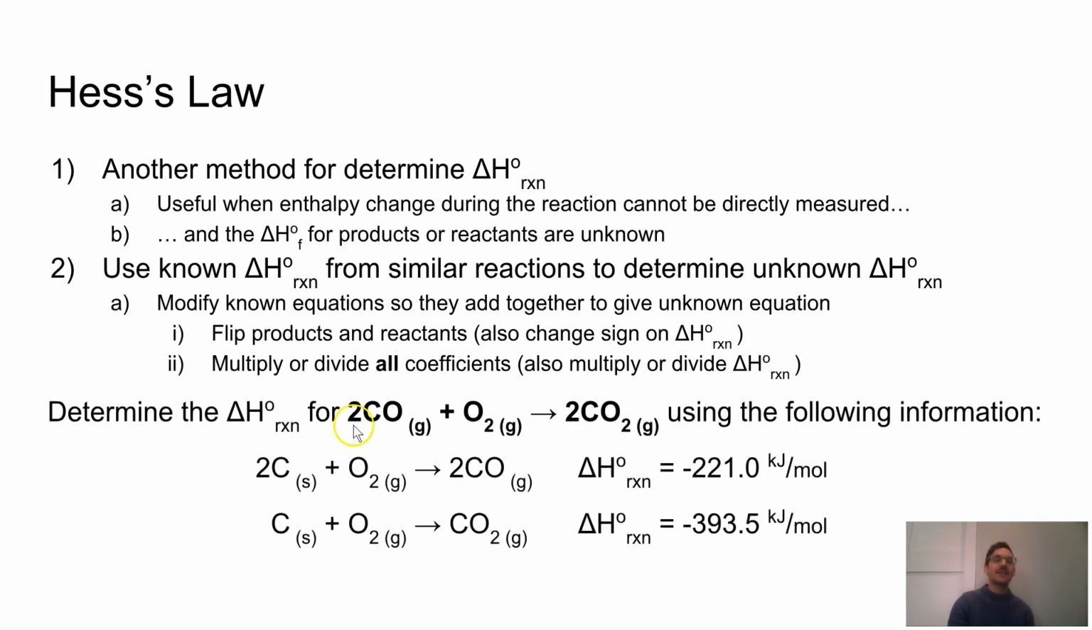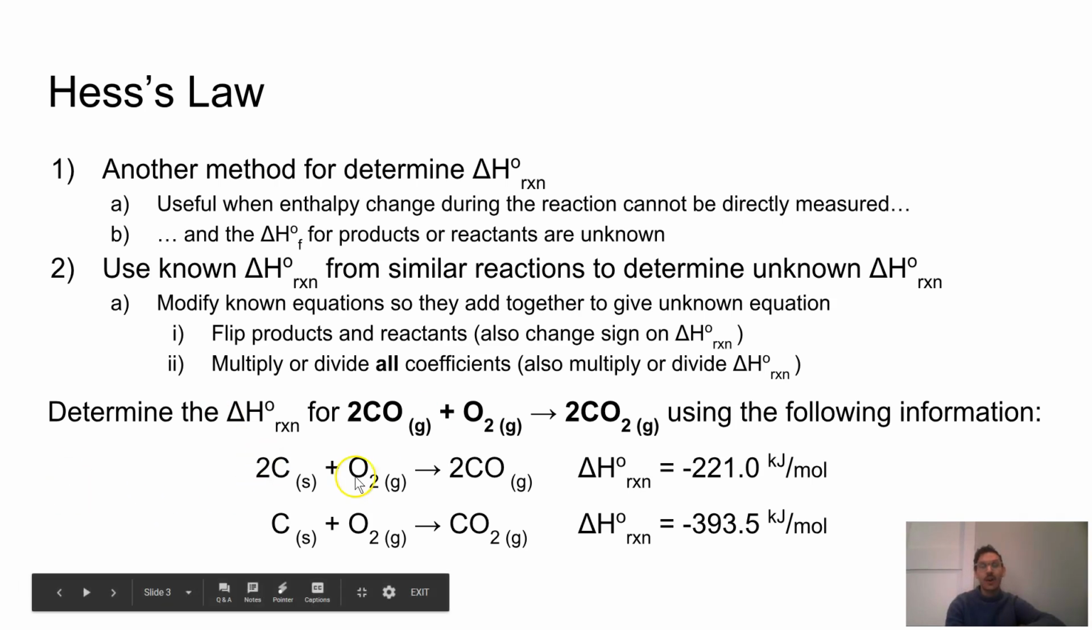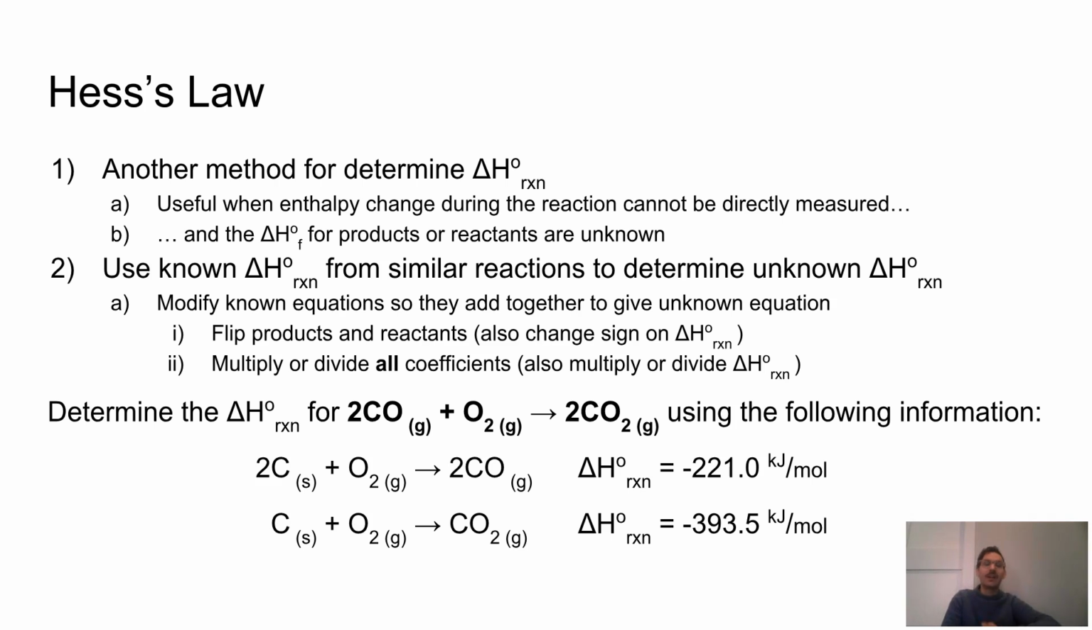We want to determine the delta H of reaction for when we take carbon monoxide, CO, and burn it with oxygen to give us carbon dioxide. We can't do that directly for whatever reason. Totally could in actuality, but it makes a good practice problem. And so we know that we can take carbon and oxygen to make carbon monoxide, and we also know that we can take carbon and oxygen to make carbon dioxide. Well, using these two equations, we can add them together to get to this final equation.